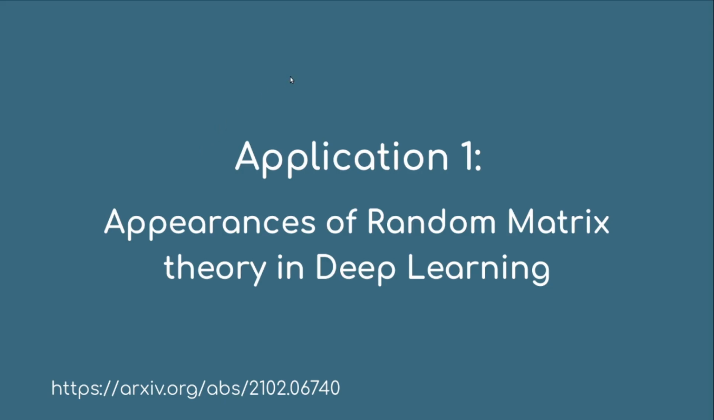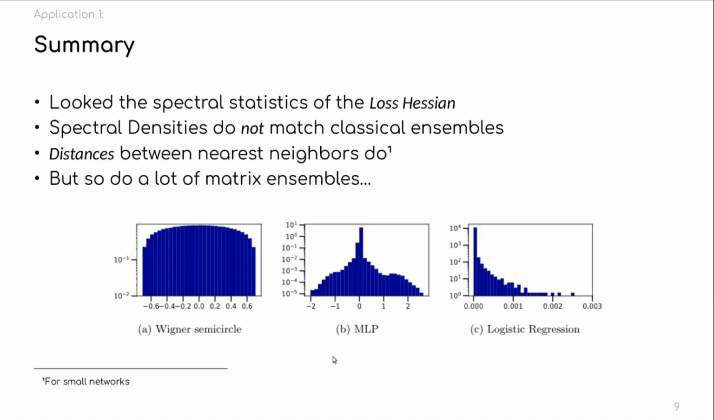So the first application is this paper. I have the link here. Also, appearances of random matrix theory and deep learning. To be fairly honest, I'm a bit disappointed by this paper, and we'll see exactly why. What these guys did was they looked at the spectral statistics of the loss Hessian. So you look at the Hessian matrix of your loss at different points. One unfortunate thing is that the larger your model, the more difficult this becomes to compute. And so they could only look at small models, which was a bit of a problem.